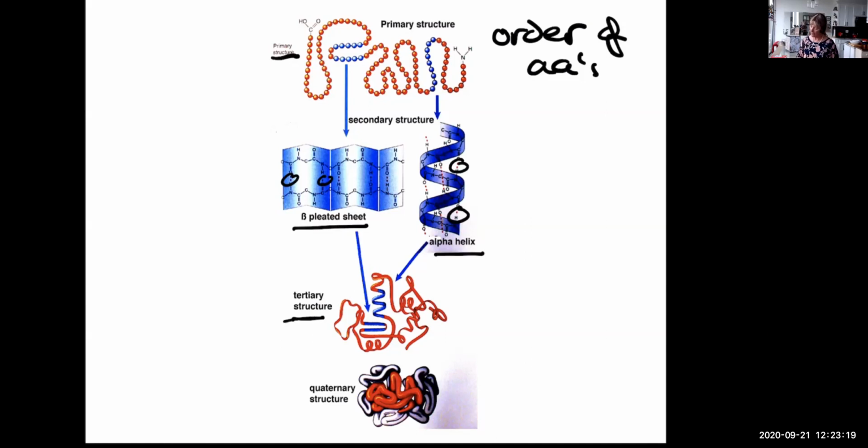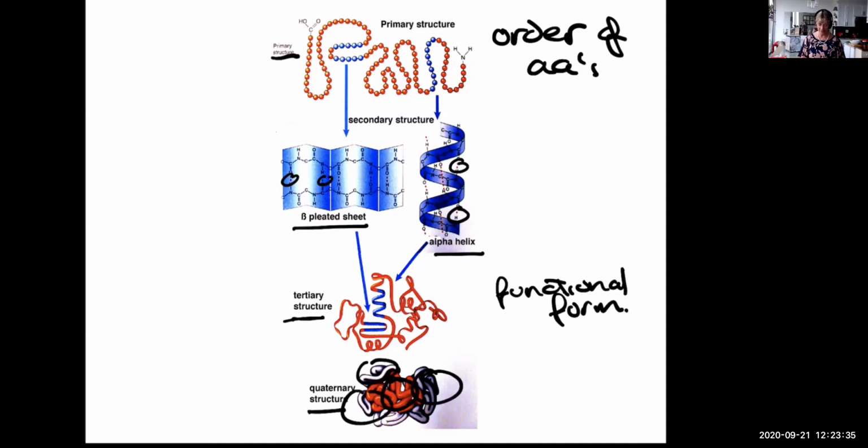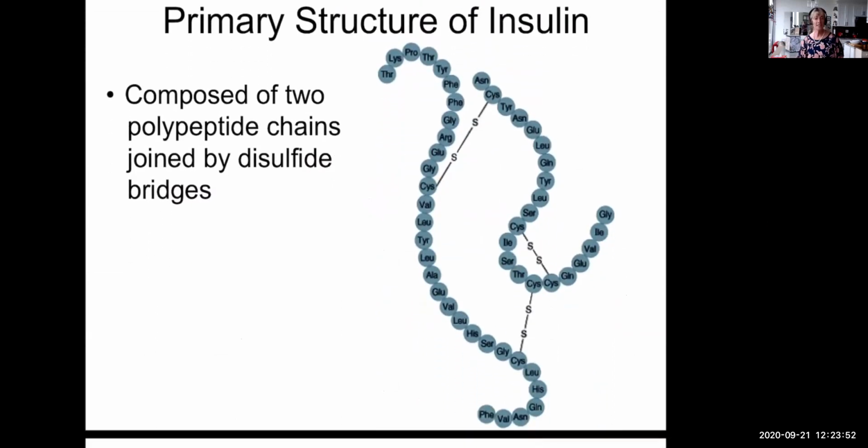So the tertiary structure is the functional form of the protein, and sometimes the quaternary structure, some proteins have more than one unit. They have different subunits. So 2 or more subunits. Insulin is a very simple structure. It's a protein, it's a hormone, it's composed of 2 polypeptide chains, and they're attached by these disulfide bridges, which are very strong and maintain the shape of insulin.